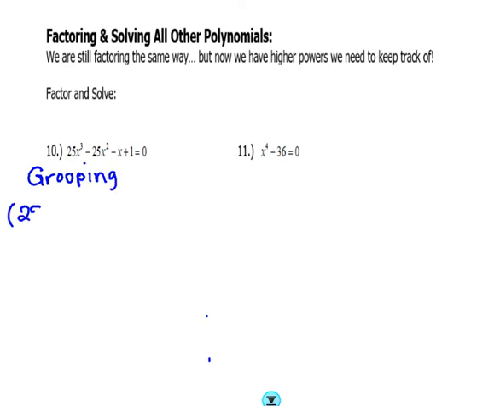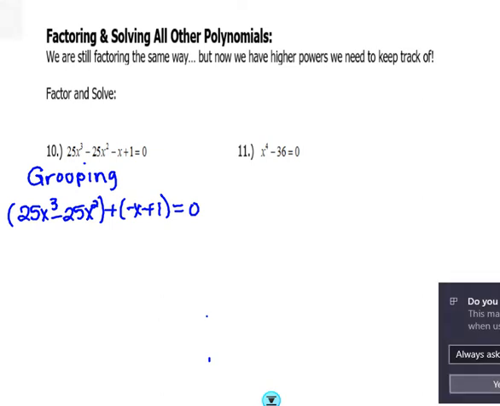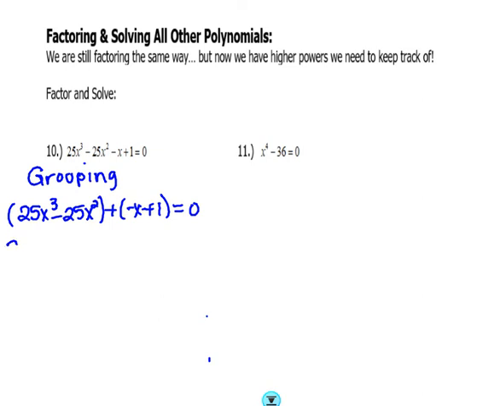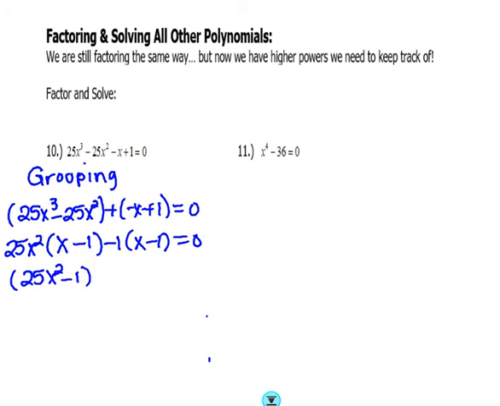So we're going to group the first 2 terms, and we're going to group the second 2 terms. We're going to factor first, factor completely, and then we're going to solve. All right, so I'm going to pull out the GCF. Pull out a -1. So I'm going to end up with 25x squared minus 1, and x minus 1 is my factors.